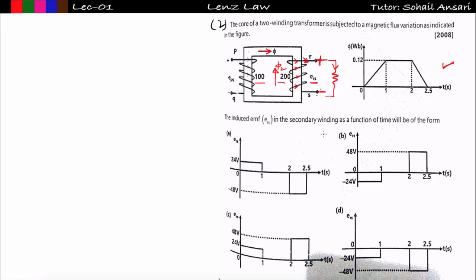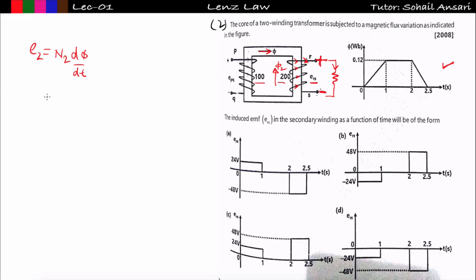So flux phi 2, you can see, is opposing the main flux. Okay, that means Lenz's law is already included. Now what is the value of E2? E2 will be equal to N2 d phi upon dt. Do not take the negative sign here, because in the polarity of EMF Lenz's law is already included. Okay, so do not take the negative sign here.